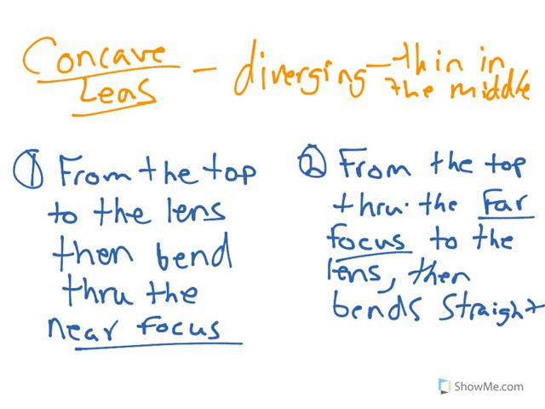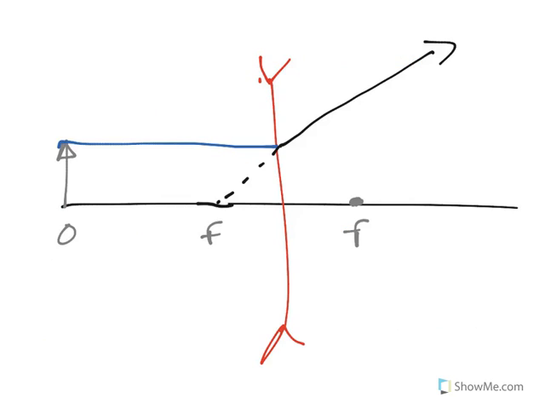And then when it hits the lens, it will bend straight. So it's going to appear to go through this far focus here. Let's see if I can try this. And then when it hits this line, it's going to bend straight. So your end result is you have to trace back. And where these two dotted lines cross is where your image forms. So our image would form right there.